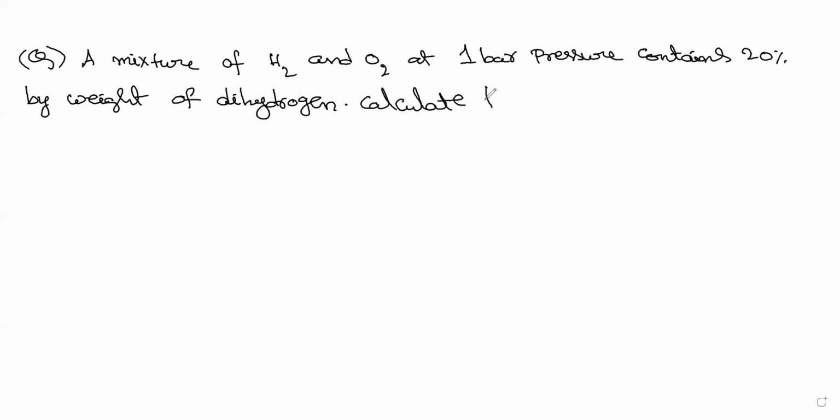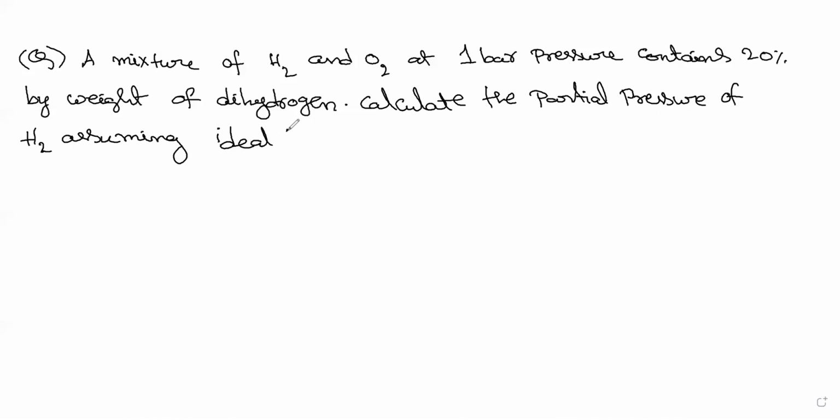Calculate the partial pressure of H2, assuming ideal behavior. This is very important. We had to assume ideal behavior and solve this problem. I think you understand. So this is what generally in the IIT level they will ask like this.